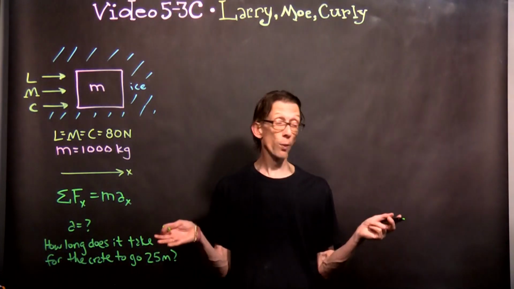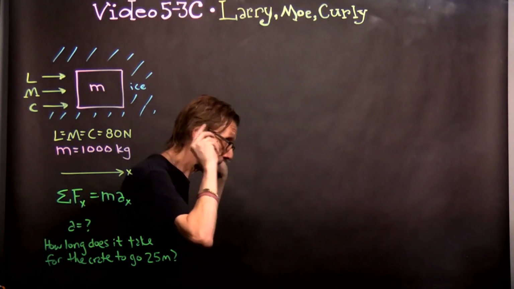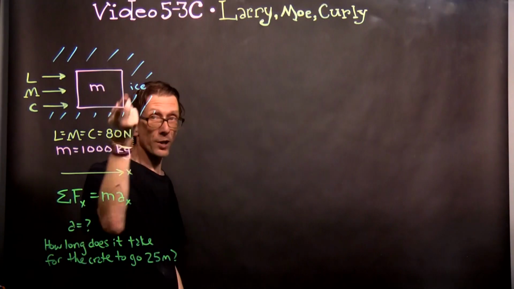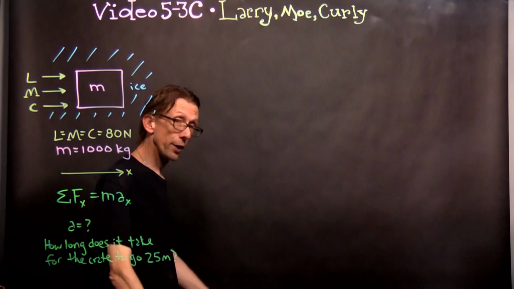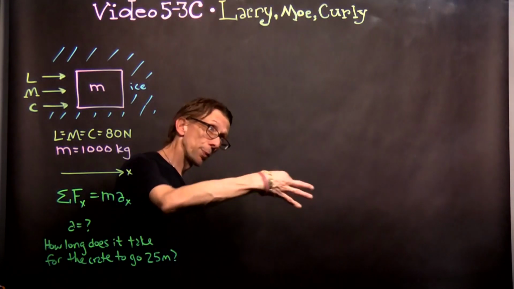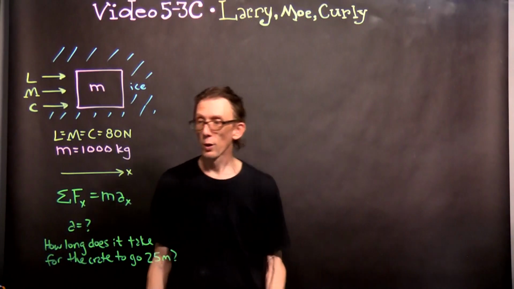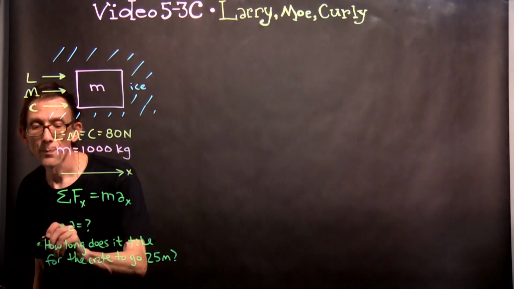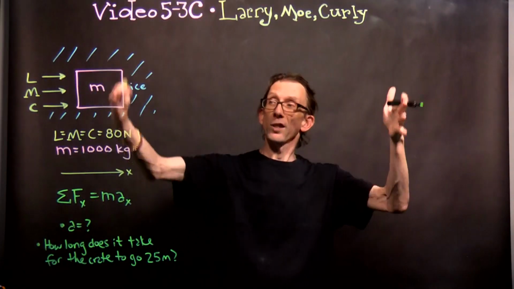Okay, so they're starting from rest. They're all going to push on the crate that way with a force of 80 newtons. And it's on the ice. And the only reason I put it on ice is because we're not worrying about friction here. Not till chapter 6 does friction come in. So there's two things. We want to know what the acceleration of the crate is, and how long it takes to go 25 meters, given that it starts from rest.